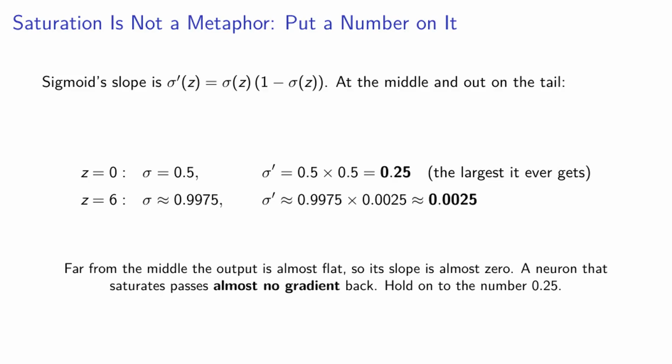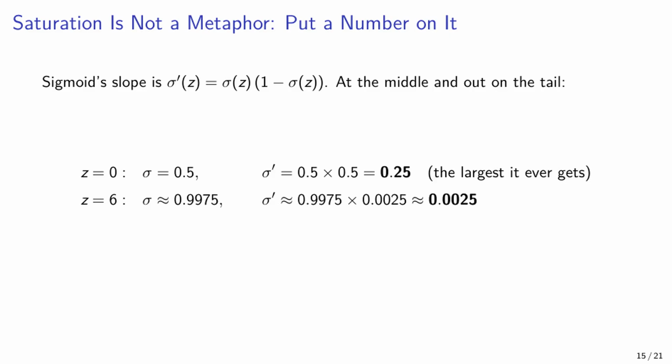Saturation is not just a word, so let us put a number on it. The slope of sigmoid is sigmoid times 1 minus sigmoid. Right in the middle at input 0, sigmoid is 1/2. So the slope is 1/2 times 1/2, which is 0.25. That is the largest slope sigmoid ever has.